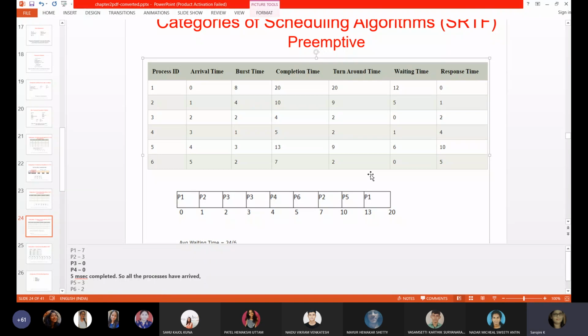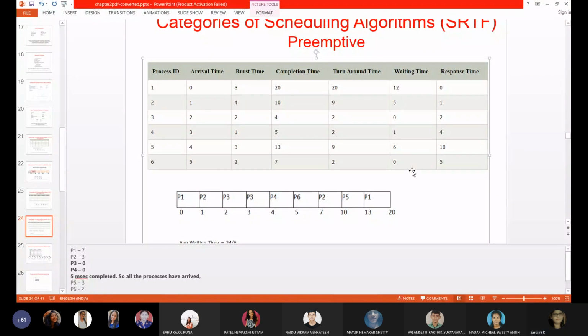Then waiting time is nothing but turnaround time minus burst time, right? 20 minus 8 is 12, 9 minus 4 is 5, 2 minus 2 is 0, 2 minus 1 is 1, 9 minus 3 is 6, 2 minus 2 is 0.